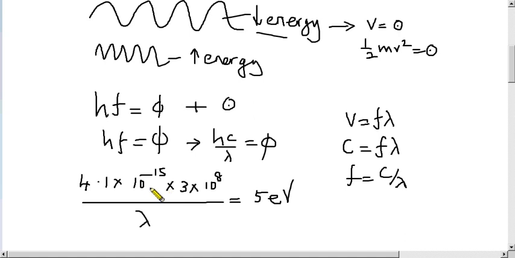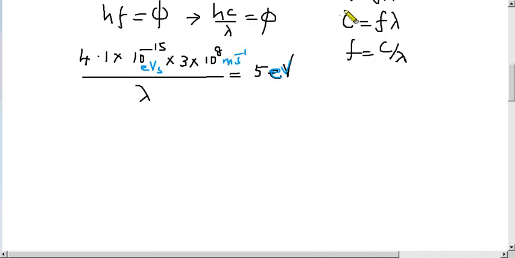They have given everything in electron volt, therefore we have to calculate in electron volt. So here the units are electron volt second, here the units are meter per second, and here it's electron volt. We don't know lambda, therefore we don't write units for what we don't know. In the real-time examination, you don't have to write these units as you do in chemistry. In physics you don't have to write units in all the steps, just the final answer needs units.